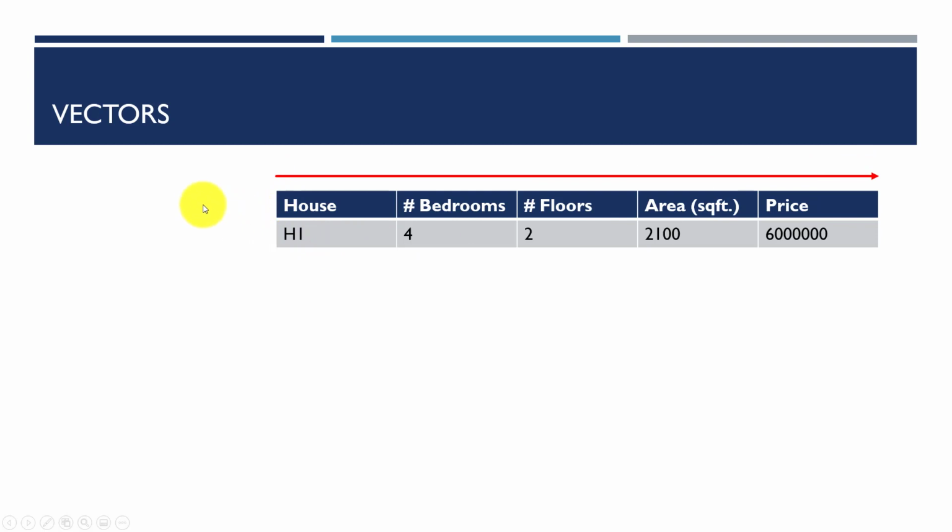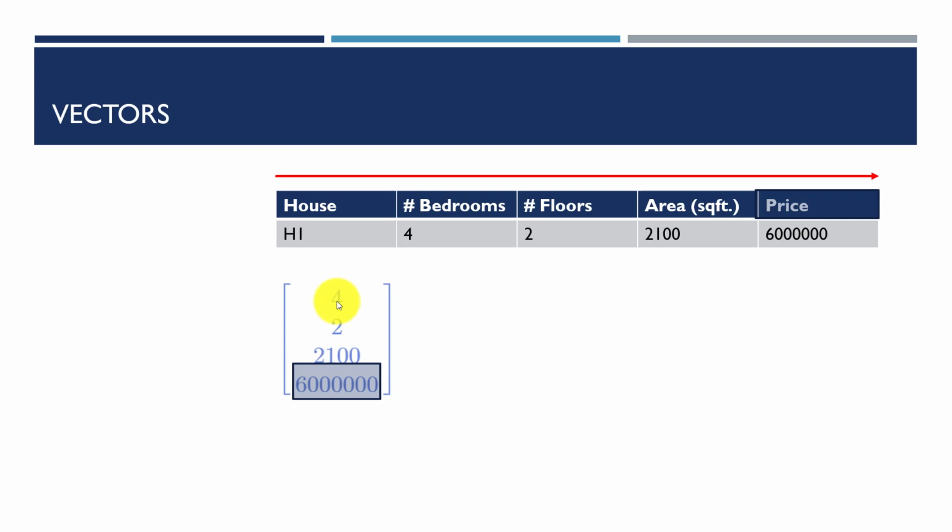If we just look at this view, this is data about a house where we have 4 bedrooms, 2 floors, this is the square feet, and this is the price. So we can represent the data something like this, an array of numbers, and if we place them column wise, it will look something like this. The first number is the number of bedrooms, the second number is the number of floors, the third number is the area value, and the fourth one is the price value.